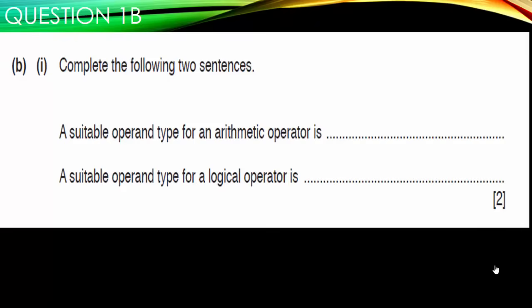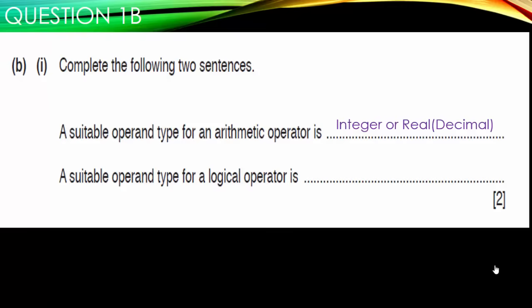A suitable operand type for an arithmetic operator is blank. A suitable operand type for a logical operator is blank. When you're using an arithmetic operator, plus, minus, multiply, or divide, there are various operand types that you will need. That could be integer, it could be real, that could be decimal. If you're in Java, that would be double, or it could be float. Anything that will hold a number or decimal will work. You don't have to write all of them, you only need to write one of them.